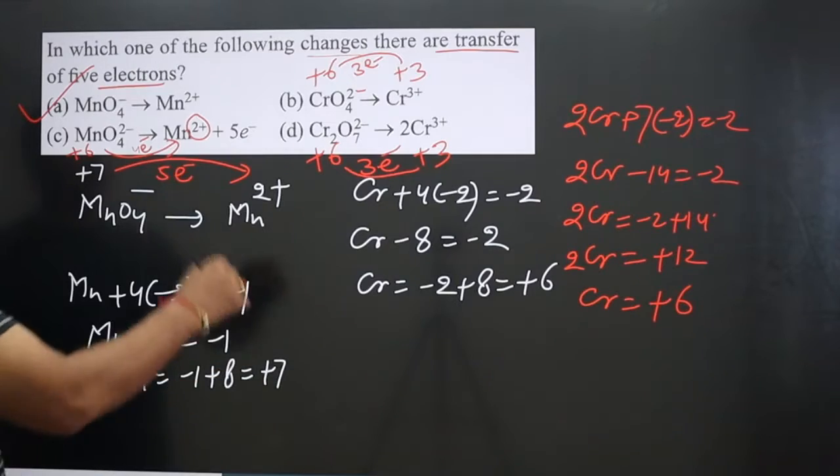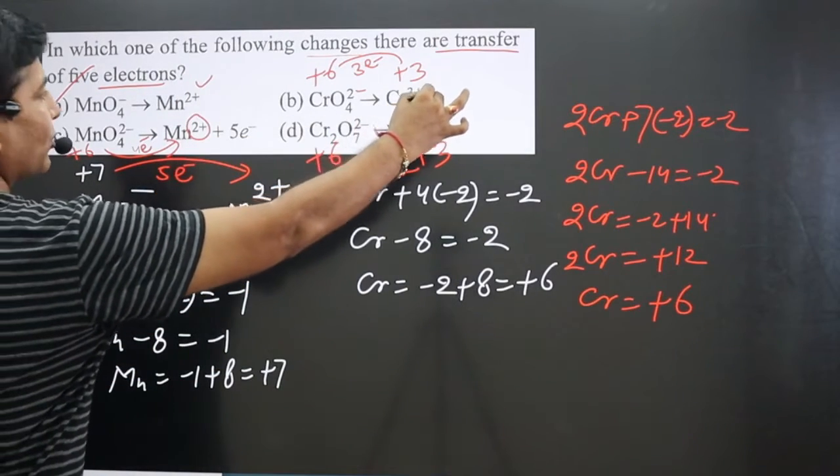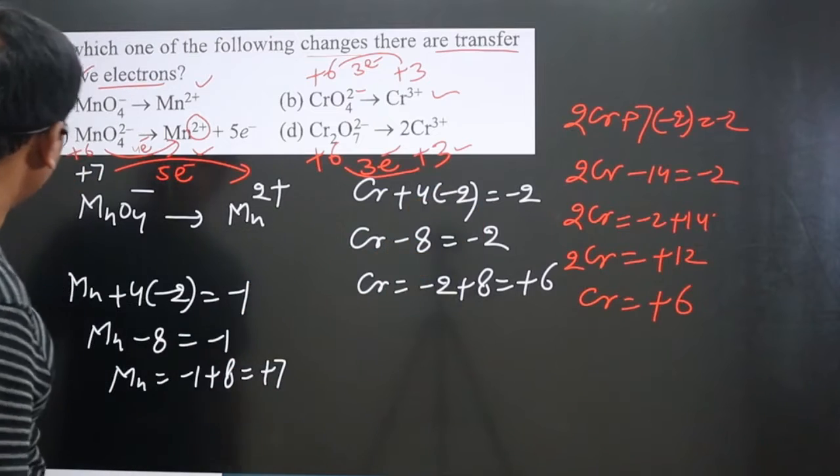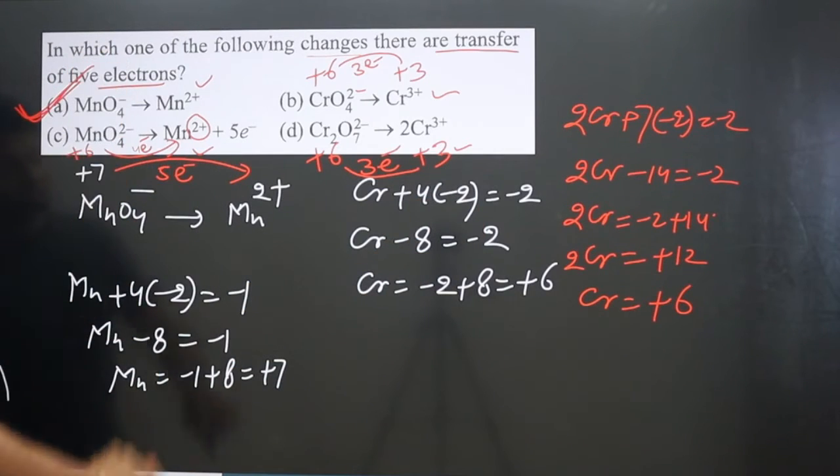So in the first case 5 electrons are transferred, in the second case 3 electrons, in the third case 4 electrons, and in the last case 3 electrons. Then we get the correct option, that is the first option.